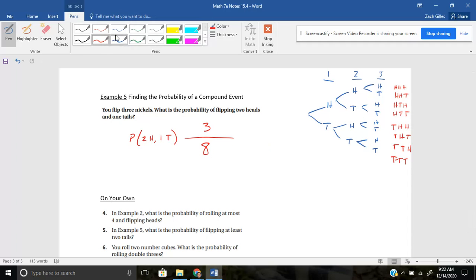3 out of 8. Now, let's take a look. It wants to know the probability of 2 heads and 1 tail. Where does that happen? Where do I get 2 heads and 1 tail? Well, here, 2 heads and 1 tail. Here I have 2 heads and 1 tail. Here I have 2 heads and 1 tail. So there are 3 out of the total of 8. And 3 out of 8, you can leave it like that for probability, or you can divide. You can say it's 37.5% your probability of flipping 2 heads and 1 tail.